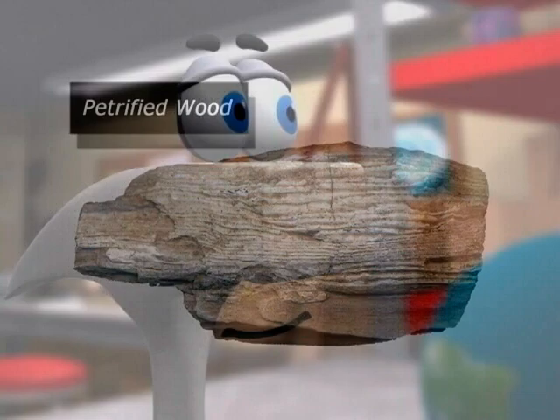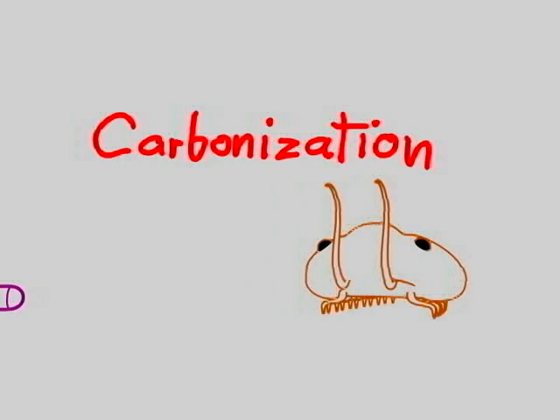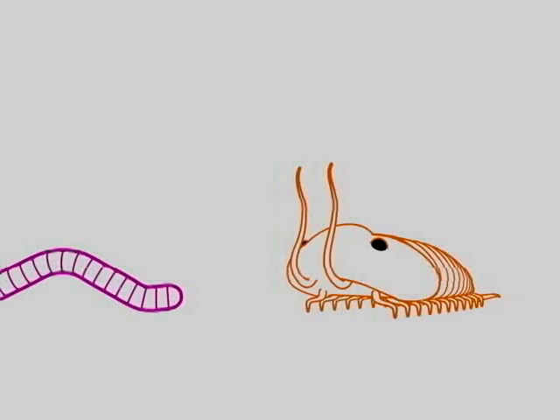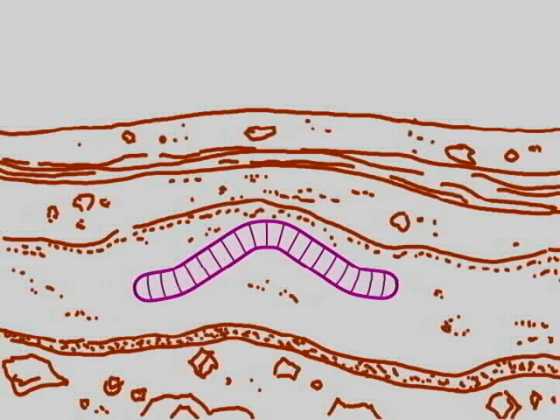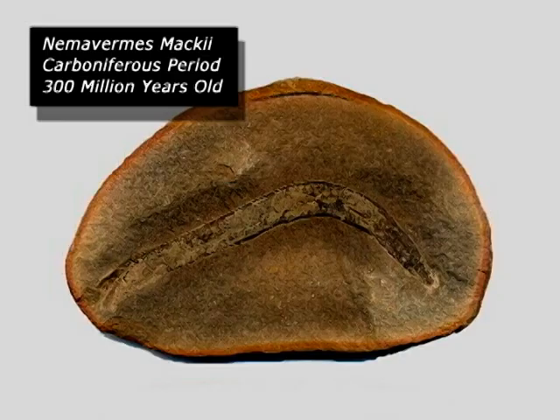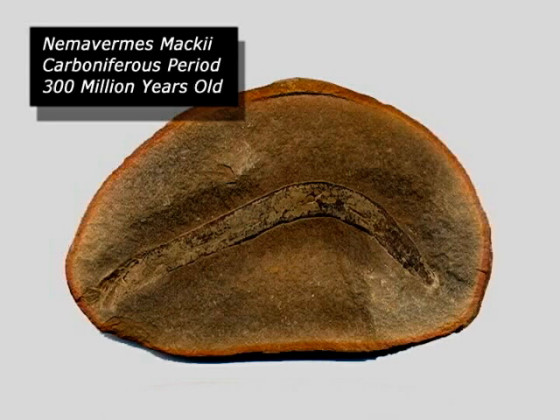The last kind of fossil preservation is called carbonization. Soft-bodied creatures like worms and parts of plants such as leaves, stems, and seeds can be preserved in this way when they fall into and are covered by fine mud and other sediments. Carbonization is a chemical process that acts on an organism using bacteria, pressure, and heat. It chemically changes the original material, plant or animal, into a thin carbon film. This is an example of a carbonized worm called Nema vermes maci. It was found in Illinois inside a round and smooth piece of shale called a concretion and is about 300 million years old.